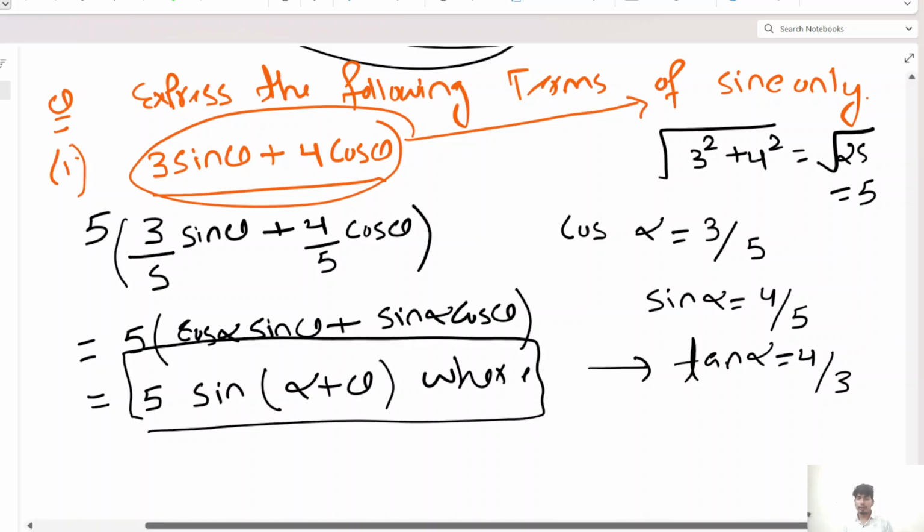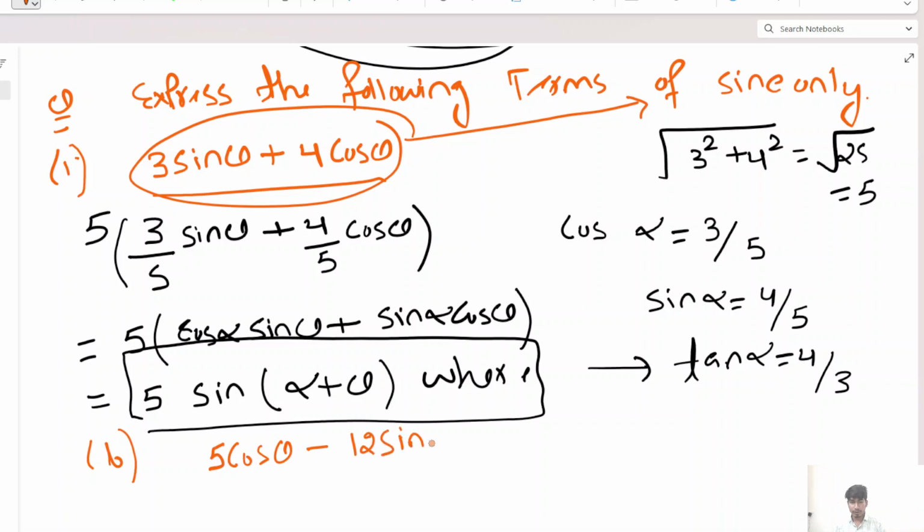Then our next question is the B part, that is 5 cos theta minus 12 sin theta.